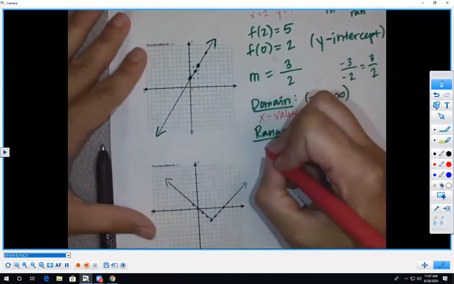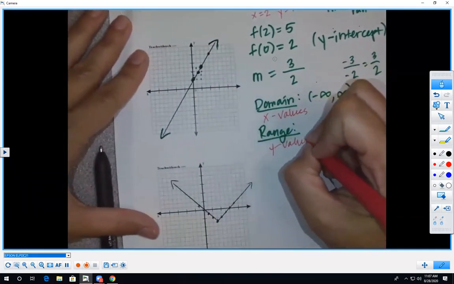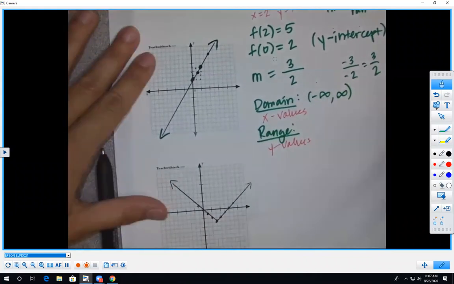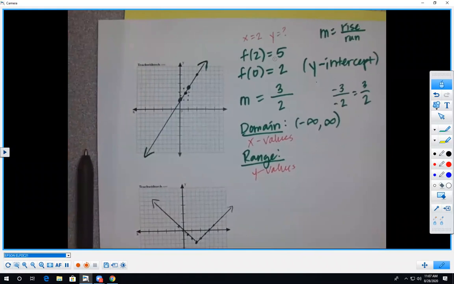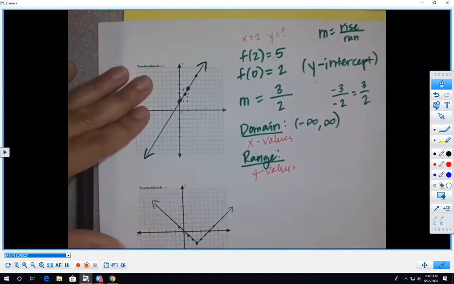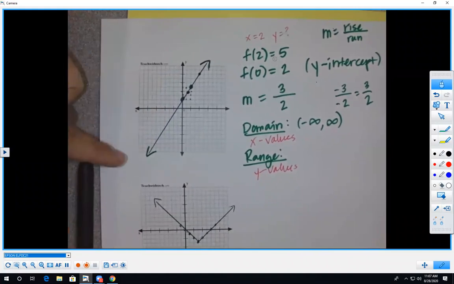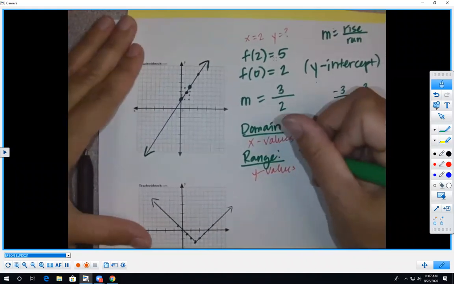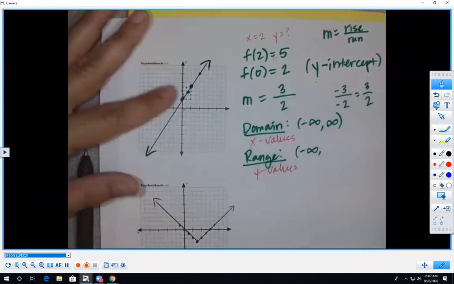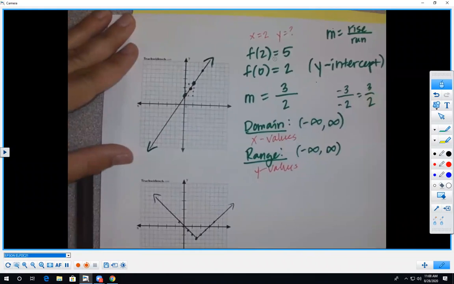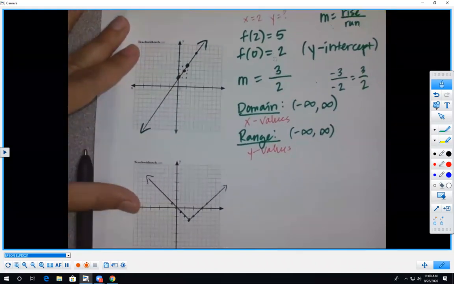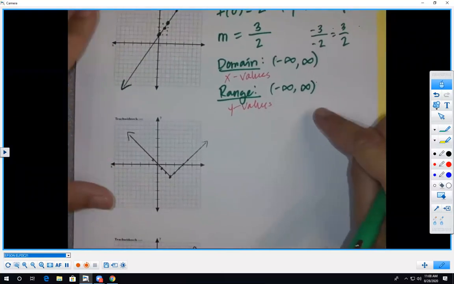It's the same thing, but I'm looking at the y values this time. So the idea for range is like the height of the graph. Where does it start out on the bottom? Where does it end out on the top? For this graph, it goes on forever. So what would be the lowest point on this graph? Negative infinity. And what would be the highest point? Positive infinity. Does that make sense? Okay, you'll start talking about that in college algebra this next week.